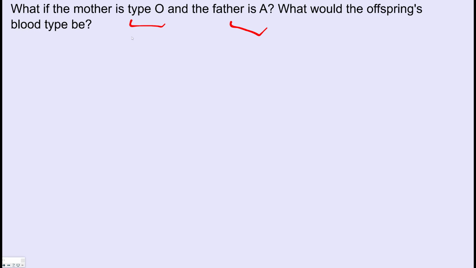The genotype for type O is homozygous recessive, that's your 2 lowercase i's. And the father is type A, so it could be either uppercase I, lowercase i, or homozygous dominant, like that. So we have to try both combinations, and you can pretty much see from the previous Punnett square that yes, it is possible, because now we have 2 lowercase i's.